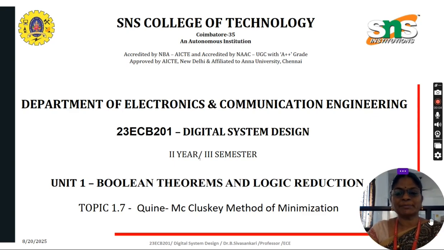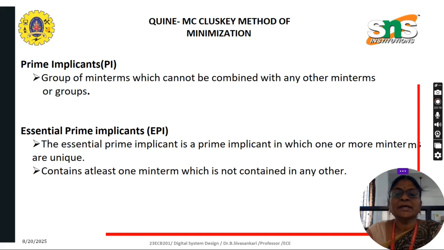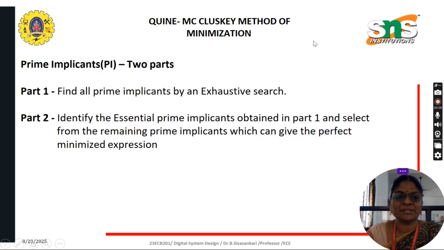So we know very well about the minimization technique. We have discussed the previous techniques like Boolean simplification and K-map. The third technique is the Quine McCluskey Method. It is a tabulation method based on the concept of prime implicants. Here you should understand two concepts: one is prime implicant and another one is essential prime implicant.